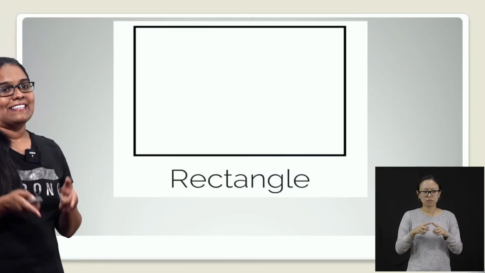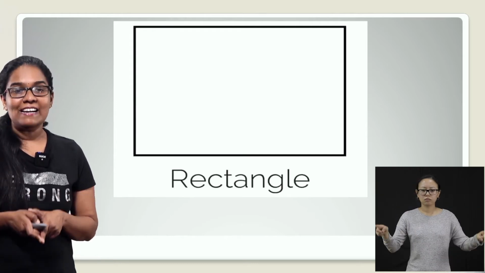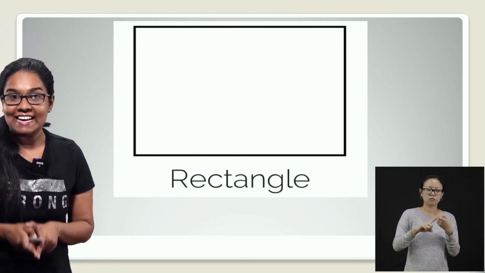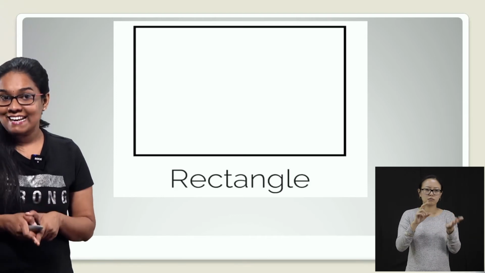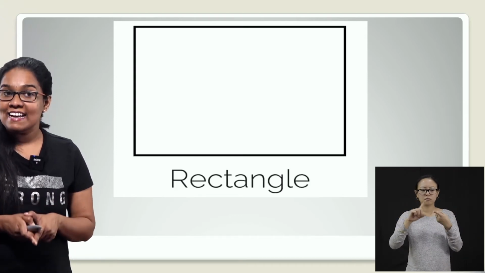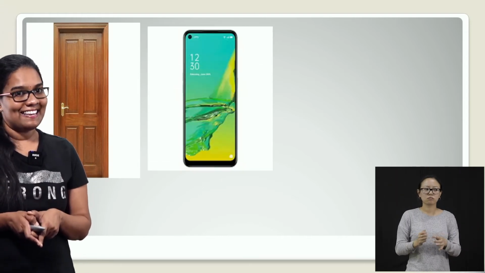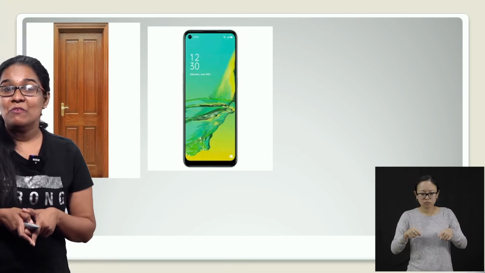Okay, then this is rectangle. Rectangle. Yes, this is door. Door is rectangular in shape. Then this is mobile phone, right? Yes, this mobile phone is also which shape?